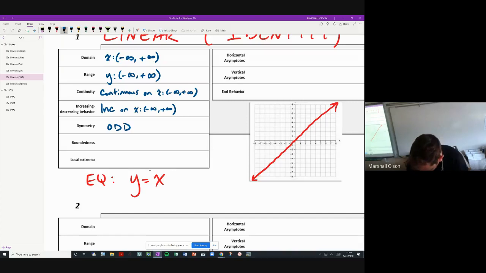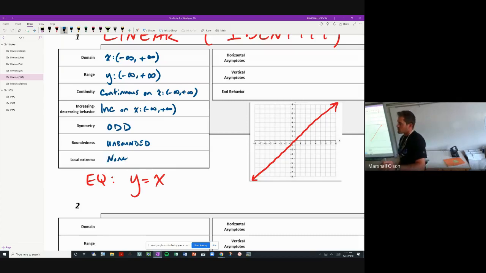You could write none. You could write unbounded, or just write none. I think in the other classes I wrote none. That really doesn't matter to me. You just write none too. How about local extrema? Are there any relative or local extrema? No. None.